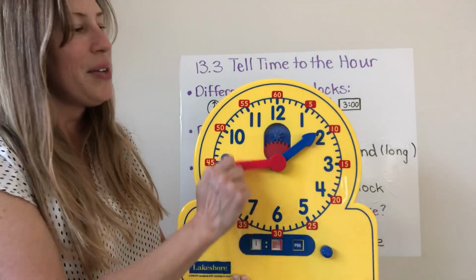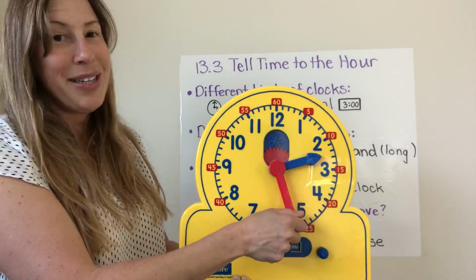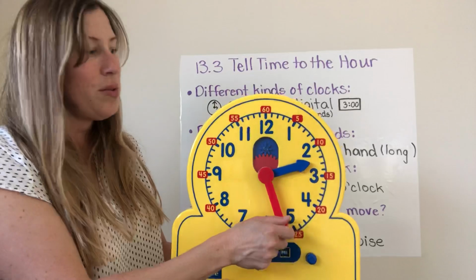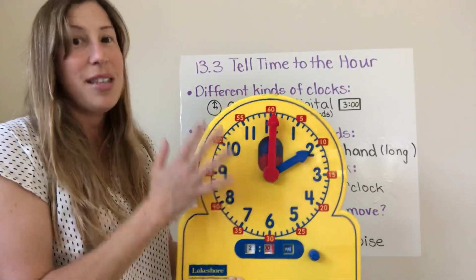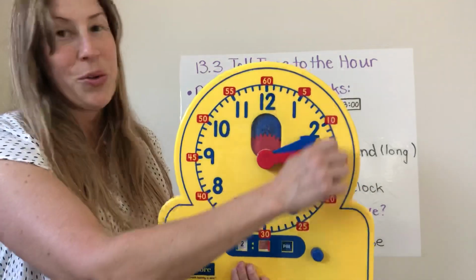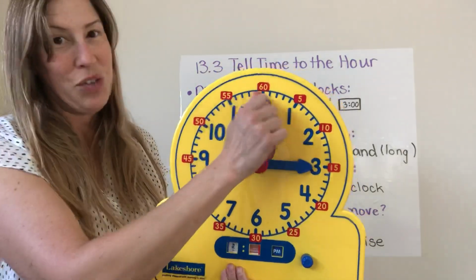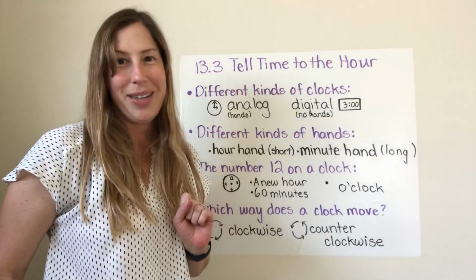And as it goes, the hour hand changes. Now, sometimes we need to move the minute hand counterclockwise to find a time. But analog clocks, when they're left alone to operate without our help, they only move in a clockwise motion. Okay, so we have clockwise and counterclockwise.